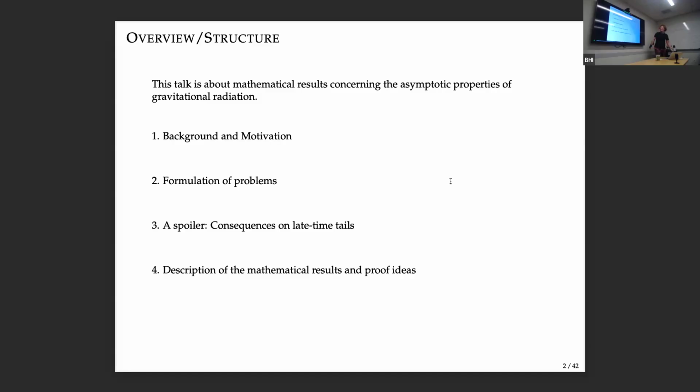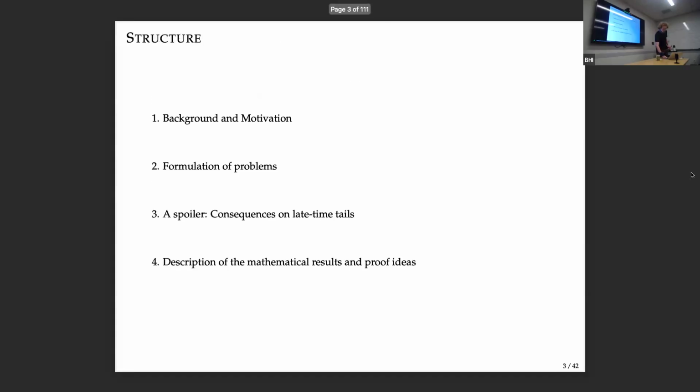Okay, and then in the second half of the talk, so this will basically be most of the relevant stuff. And then in the second half of the talk, I will describe to you the actual mathematical results and the proof ideas. So this will be the more technical part of the talk. Okay, so let's begin with some background and motivation.